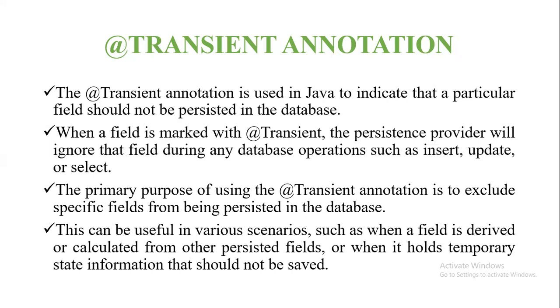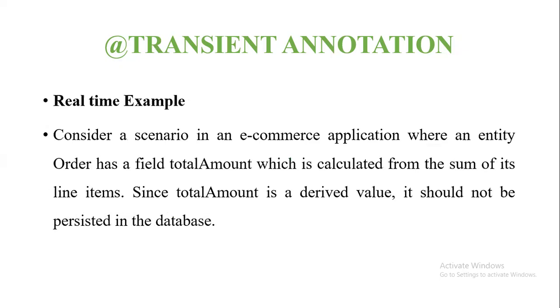The primary purpose of using the @Transient annotation is to exclude a specific field from being persisted in the database. This can be useful in various scenarios, such as when a field is derived or calculated from other persisted fields, or when it holds temporary state information that should not be saved. So let's see one simple example.